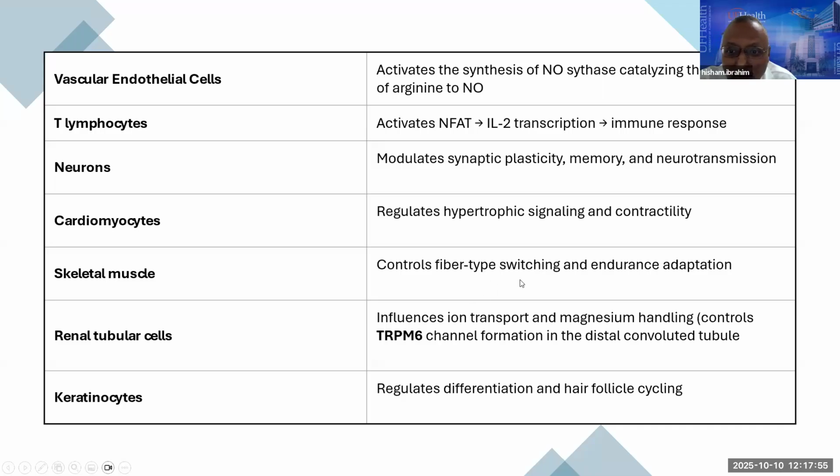Also in skeletal muscle, it controls the kind of fibers in the muscles. In the renal tubular cells, the TRPM6 channel in the distal convoluted tubule, which handles magnesium, is also controlled by calcineurin. That's why calcineurin inhibitors commonly cause hypomagnesemia. Magnesium is primarily passively absorbed through paracellular routes in the proximal tubule and the ascending limb of the loop of Henle, but about 10% of magnesium is actively absorbed through TRPM6 in the distal convoluted tubule. So you lose that with calcineurin inhibitors.